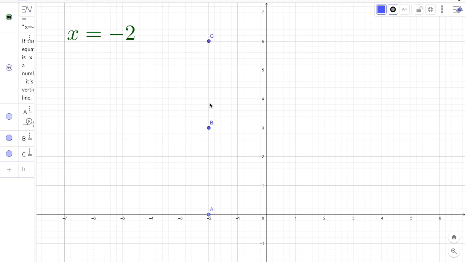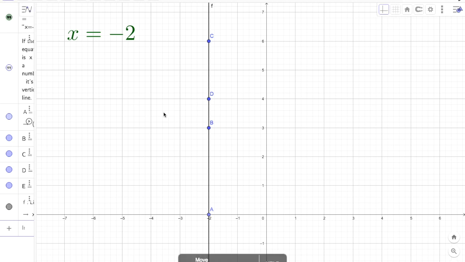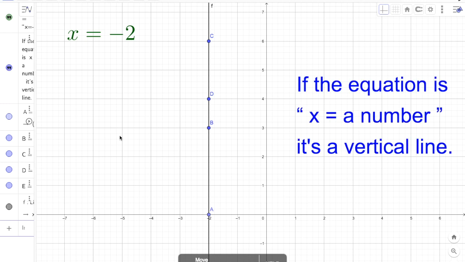I think all of these points are going to end up being where x is equal to -2. And now I think you might be noticing these particular points, when you put a line through them, are going to create a vertical line. Okay? So the main thing to remember here is that if the equation is x equals a number, it's a vertical line.